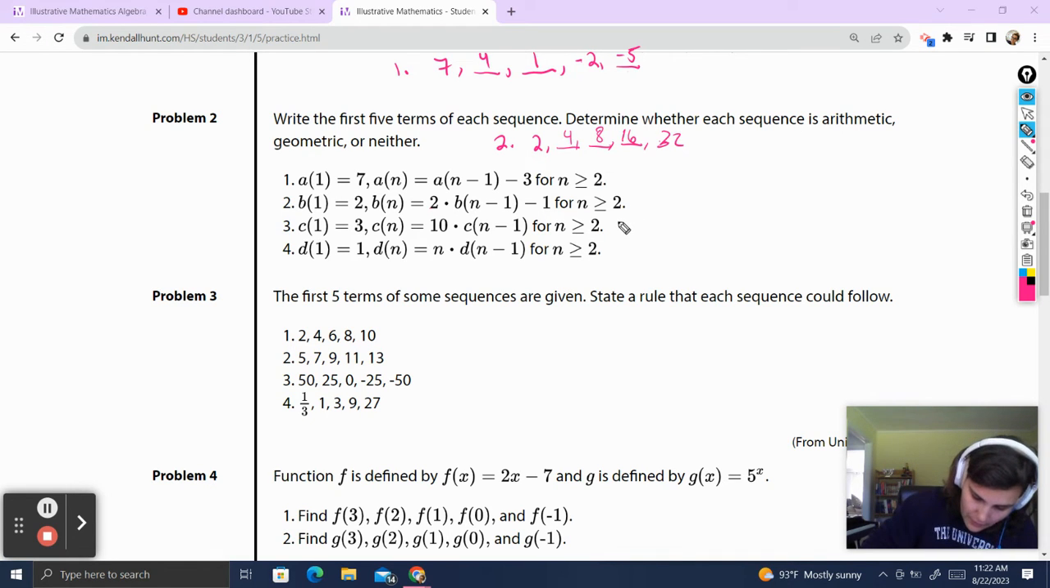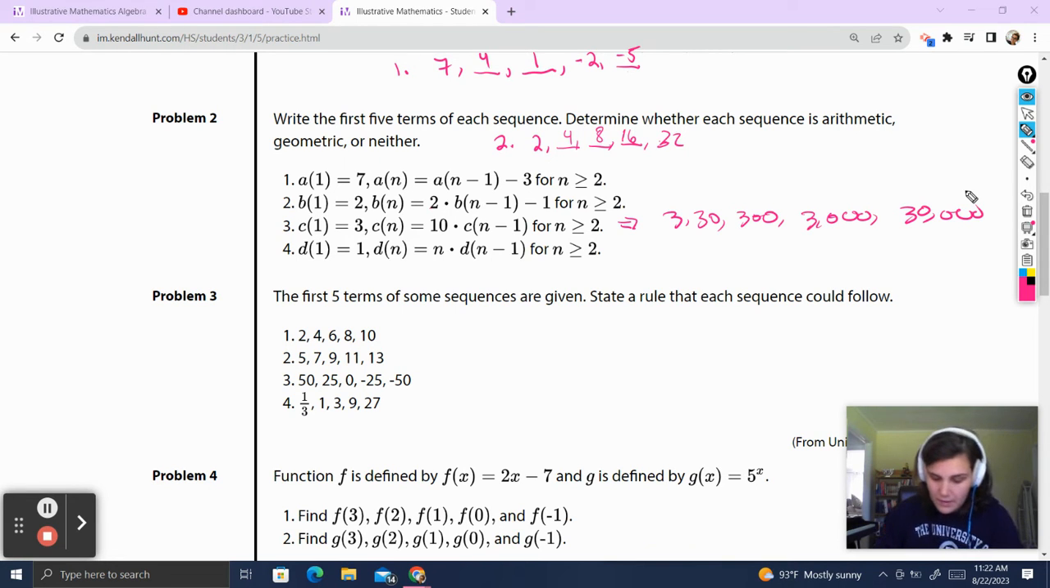All right, number 3. Our first term is a 3. Each next term is 10 times the previous term. Okay, 30, 300, 3,000, 30,000. There we go. We're done. And again, that's a geometric sequence because we're multiplying by a constant number. Now let's check this one out.